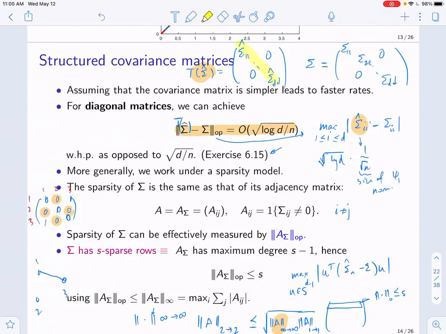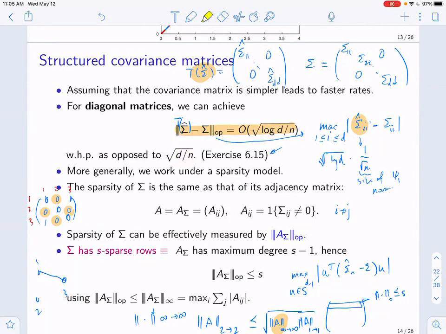This threshold estimator would have an error rate of root log d over n, as opposed to root d over n, which is the bound that you would get, assuming, let's say, d is less than n, when dealing with the full sample covariance matrix.